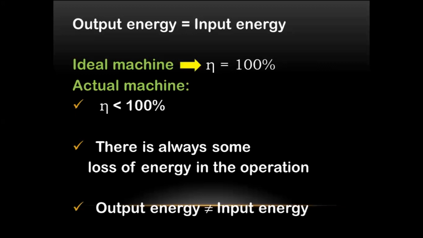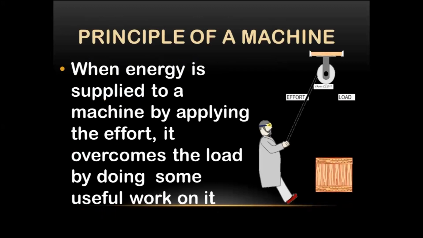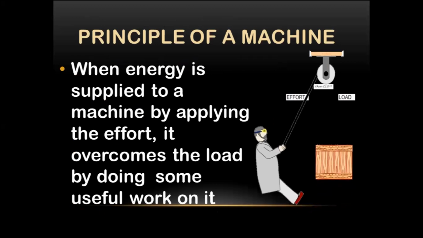What are the forms that are possible is, one is friction. You are using a pulley and you are trying to lift up the load. Of course, there will be some friction that will be acting between the rope and the pulley.